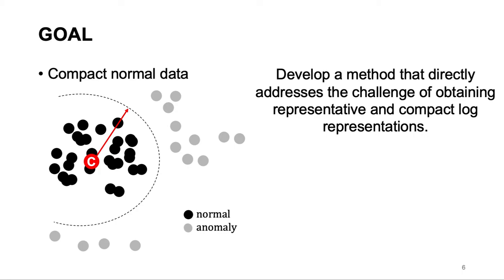Why? Because we know that all the normal points, by assumption, are coming from a similar distribution, and all the anomalies are somewhere in the tail of the distribution and are distributed all over the space.